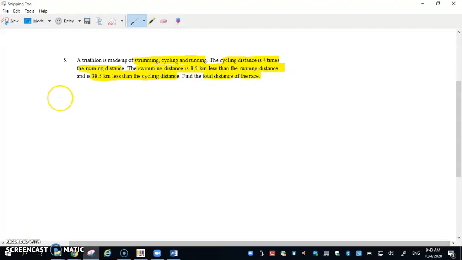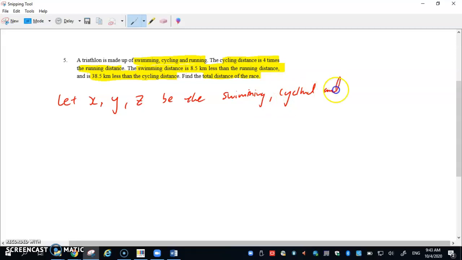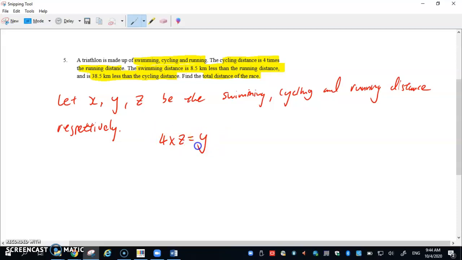So now we can let x, y, and z be the swimming, cycling, and running distance respectively. Okay, the first part is that the cycling distance is 4 times the running distance. So in other words, 4 times z equals y. And we have 4z equals y.